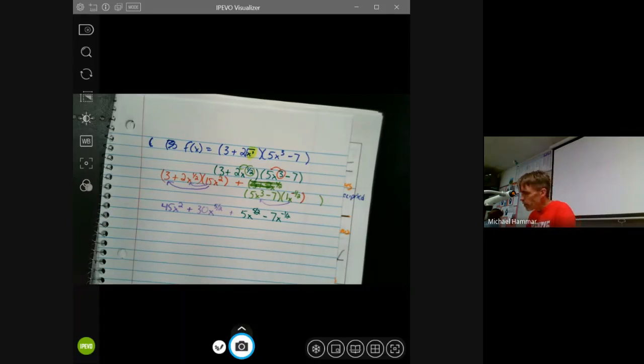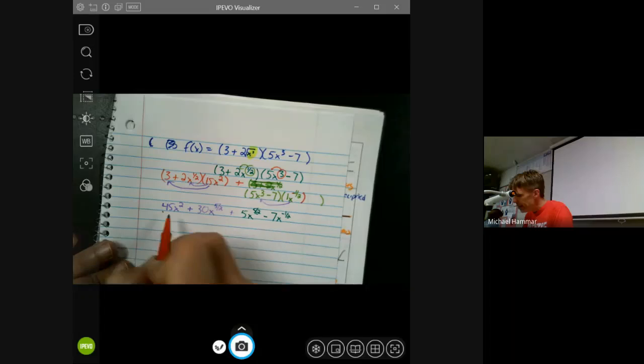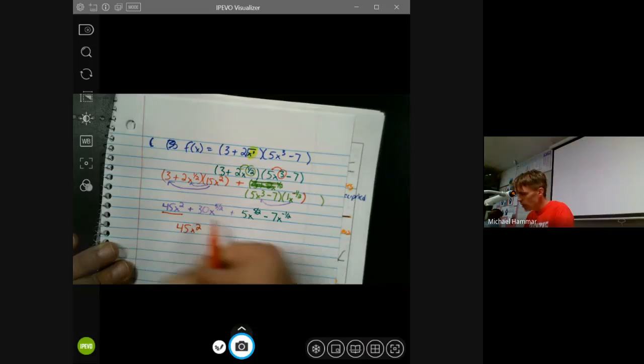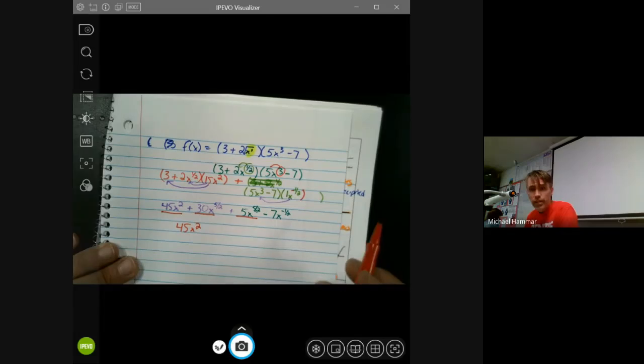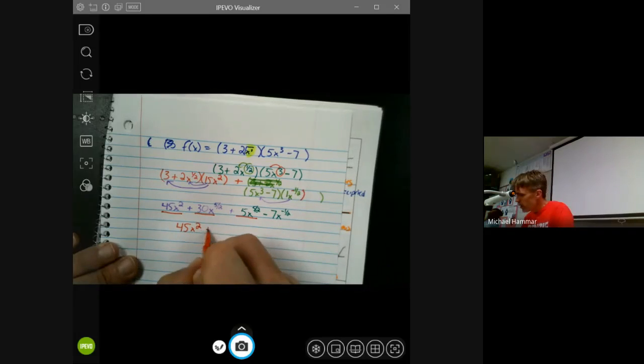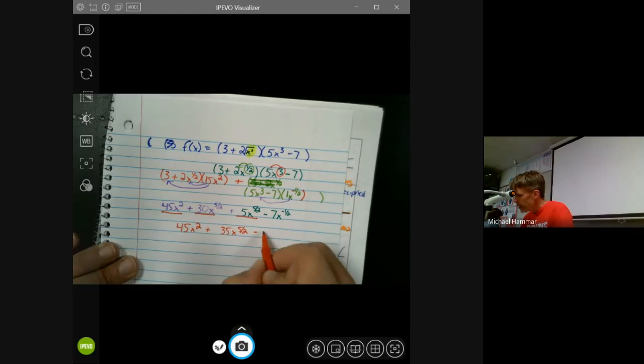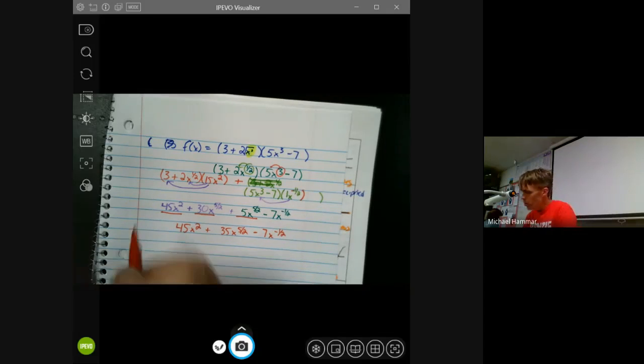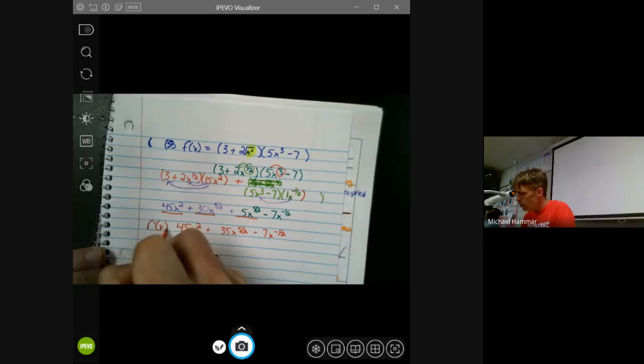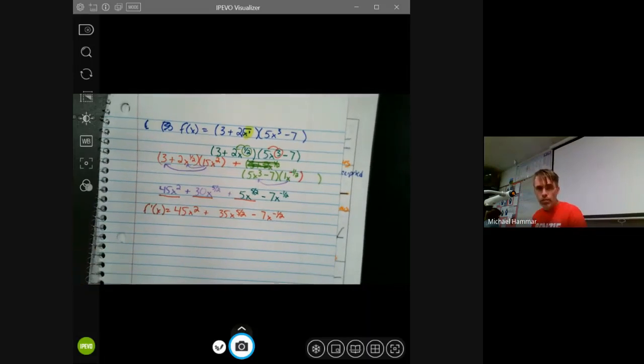Now, combine all your like terms. Well, we have 45x squared. We have 30 and 5. Both of them are x to the 5/2. So it's going to be plus 35 x to the 5/2 minus 7 x to the negative 1/2. So this is now our derivative of that function.